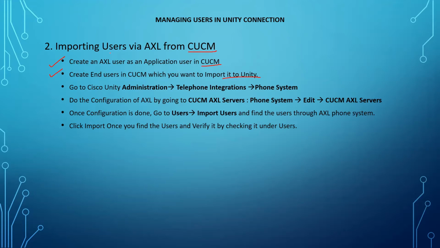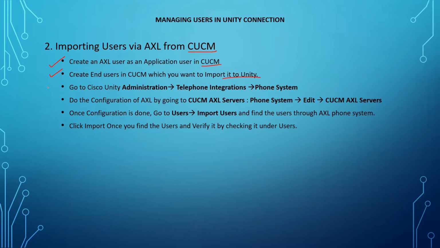These are the two things which you need to do in the CUCM: create an AXL user and then create end users. And the last thing which you need to do in CUCM is, after creating the end user, you need to give the role of AXL user so that it will import all the users from your CUCM. I will show it to you once I am doing the lab, right?